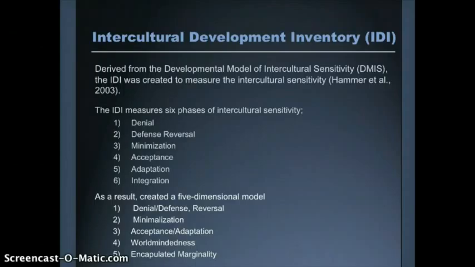When these were all put together and a formula was put into place, it was found that a 5-dimensional model most applied to the general population. In order to do this, there were combinations made of many of the 6 phases previously noted. These ended up looking like 1, denial defense and reversal, 2, minimalization on its own, number 3, acceptance adaptation, number 4, world-mindedness, and number 5, encapsulated marginality.